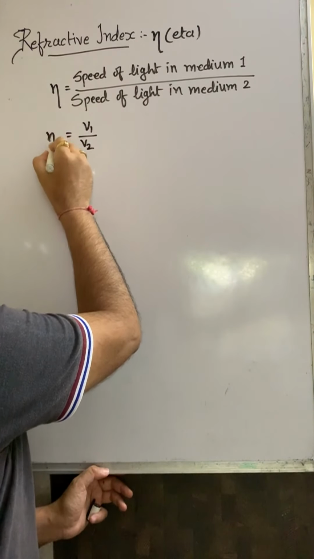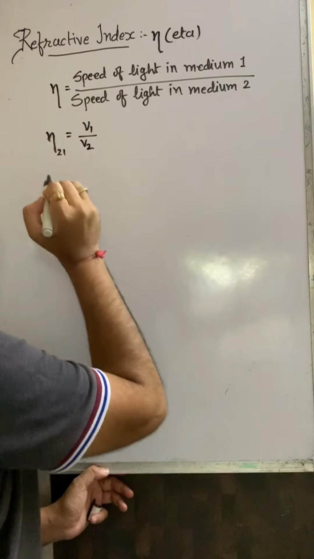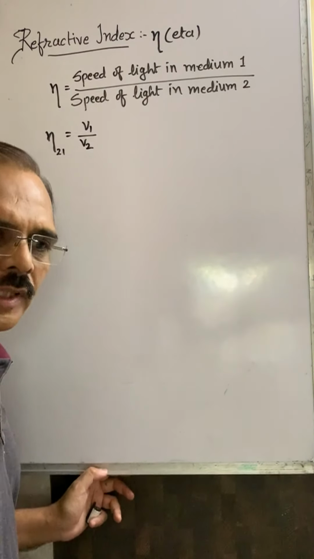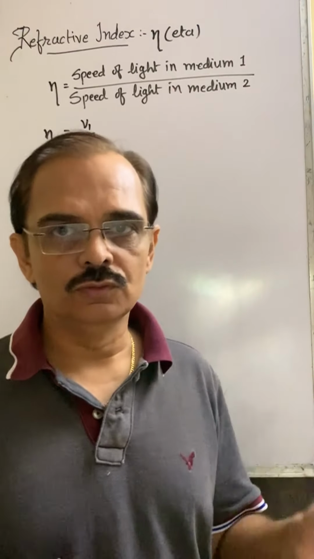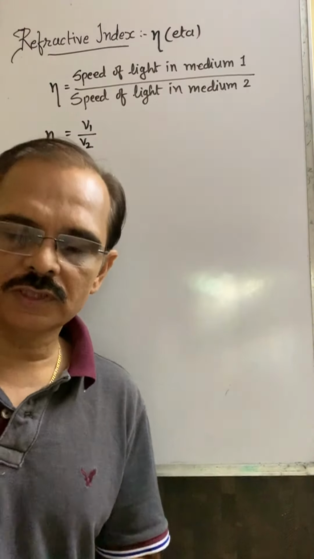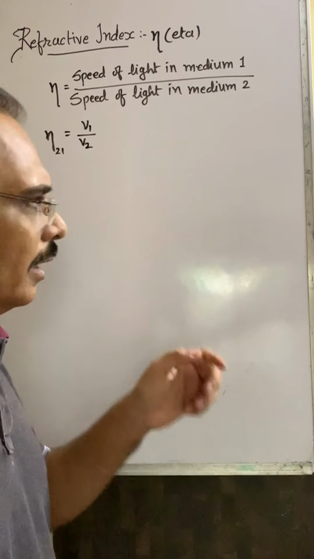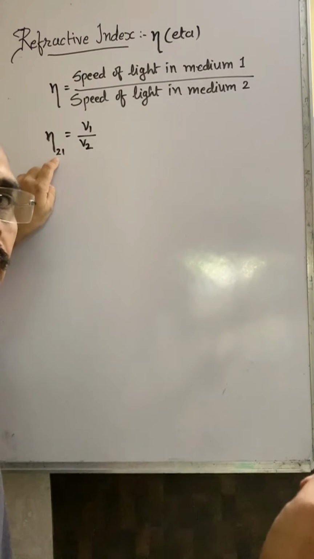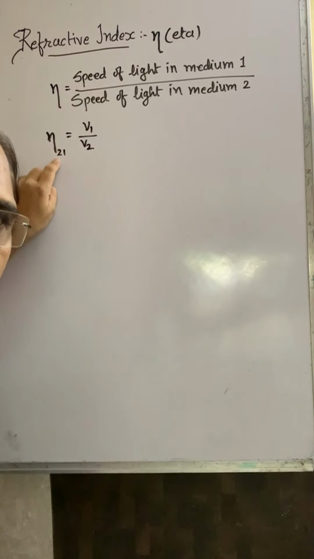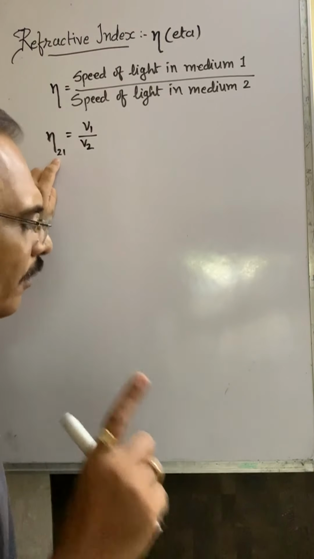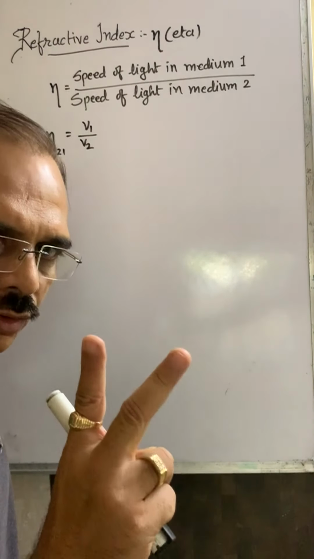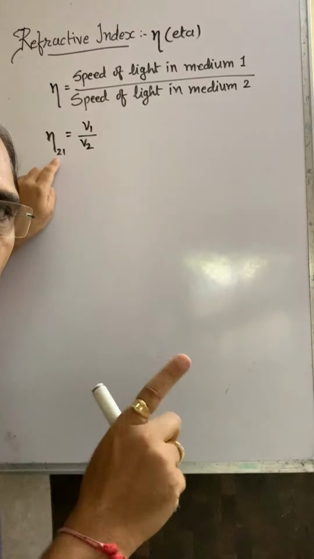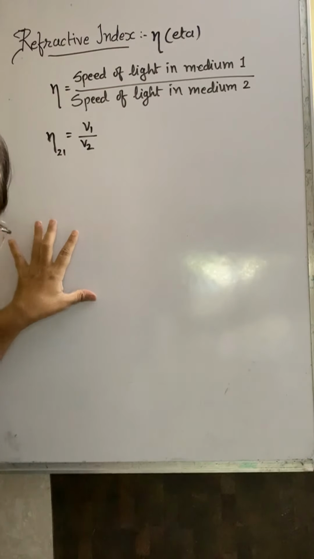It should be written not only as eta, it is called eta 21. What do you mean by eta 21, not 12? Here eta means refractive index. So the refractive index of medium 2 with respect to medium 1 is called eta 21.